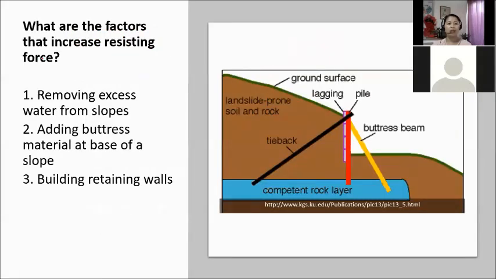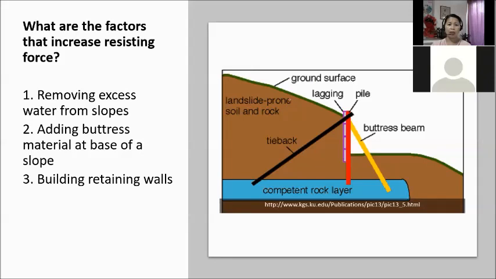So what are the factors that increase resisting force? Paano ma-resist ang driving force? First is removing excess water from slope. Dapat walang water sa taas, no? And then adding buttress material at base of a slope. Okay, so we have here a diagram. So this is the buttress beam, no? So kung may nakita kayo na may ganito, this is prevention of the damage, no? Usually sa mga walls, sa mga stockpile, no?